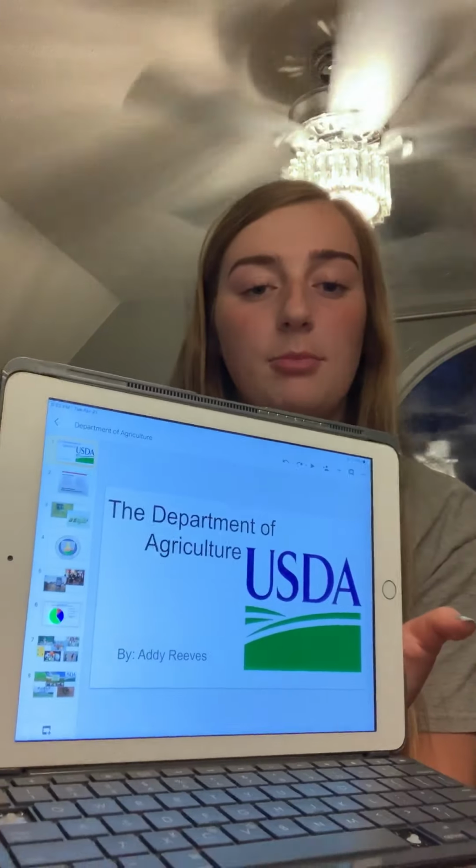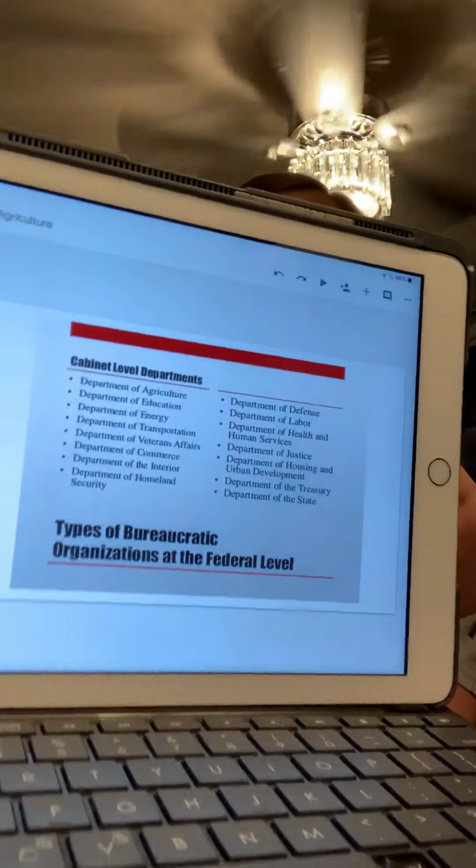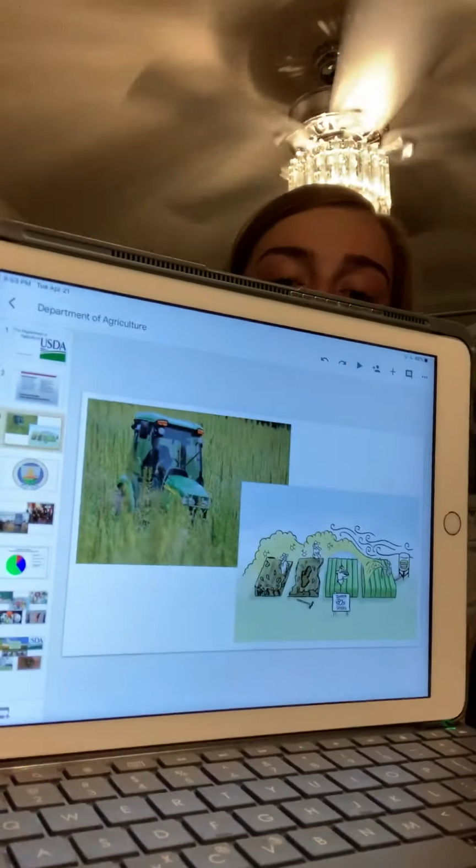So I did the Department of Agriculture, and this is my first slide. This organization is a cabinet level agency that oversees the American farming industry. The next slide is just these two images, and these two images represent what kind of organization it is.